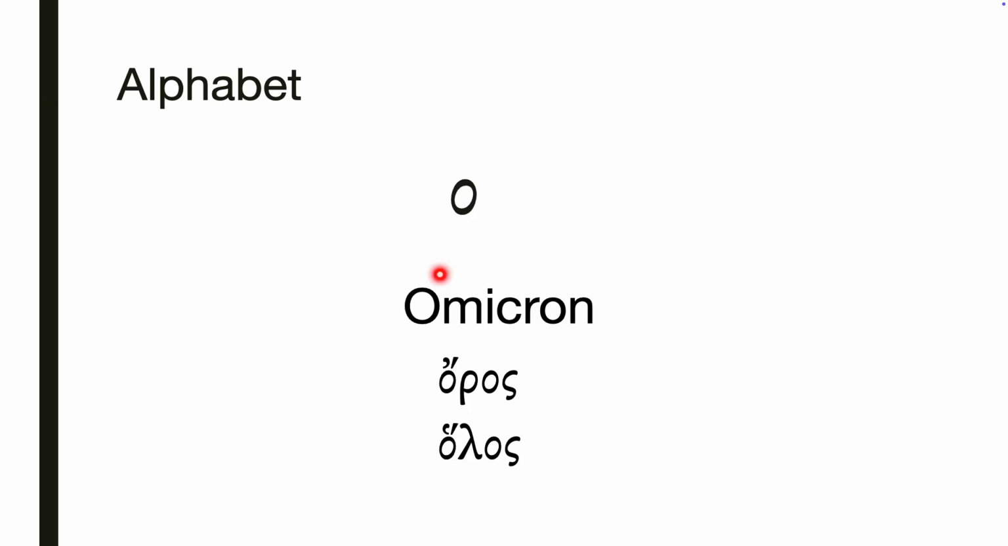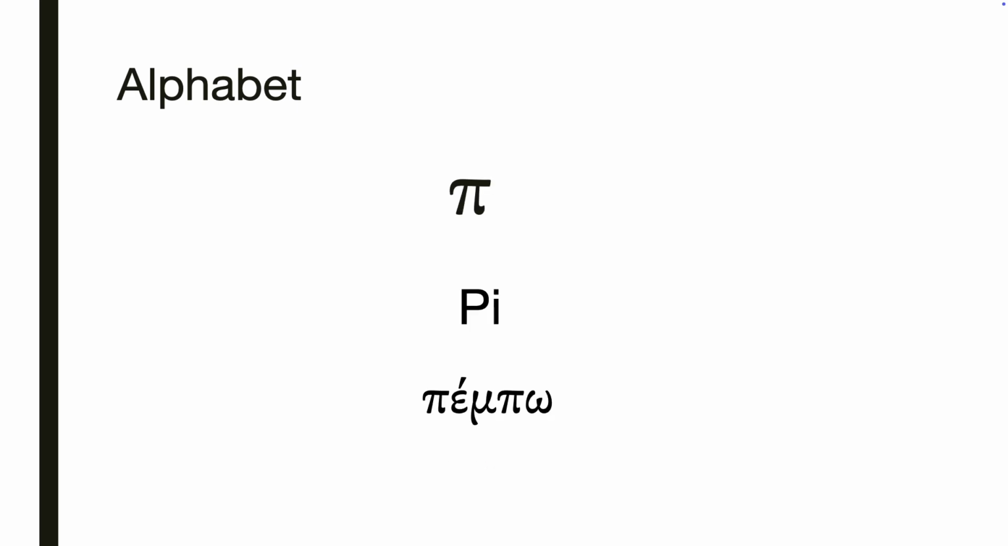Omicron literally means small o, so we pronounce it with a short o sound, as in oros. Or here, with what is called the rough breathing mark, which we will talk about momentarily, it makes a ho sound. The rough breathing mark gives that H sound. We add it to the o of the omicron to make holos.